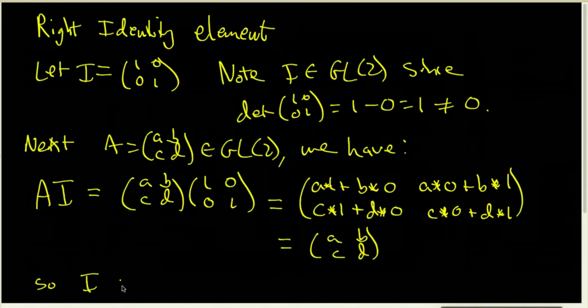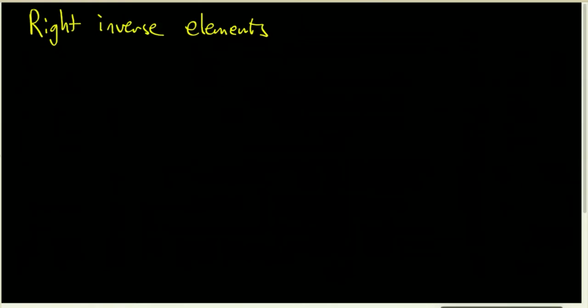So I is a right side identity. We do not need to worry about whether or not it works on the left side in order to claim that GL2 is a group. So we're not going to worry about doing that one. We will move on to right inverses.